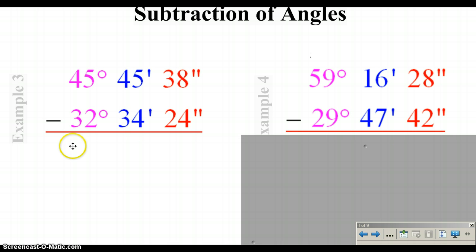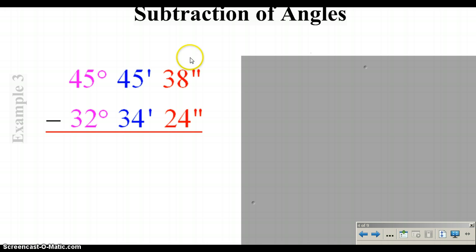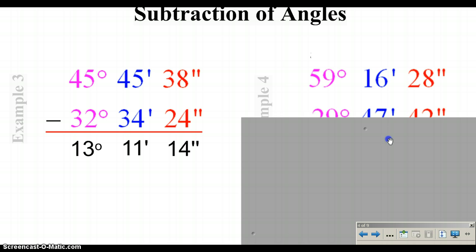When we subtract, the only thing you have to make sure is that the bigger number is on top, so that you can take away. So for example, can I take 36 minus 24? Yes. Can I take 45 minus 34? Yes. Can I take 45 minus 32? Yes. Subtract them. 38 minus 24 is 14. 45 minus 32 is 13. So that's our final answer. Very simple. The problem is if we come to a problem like this.